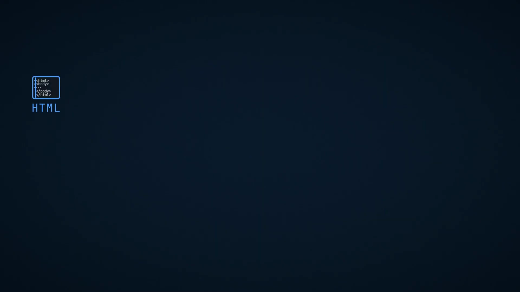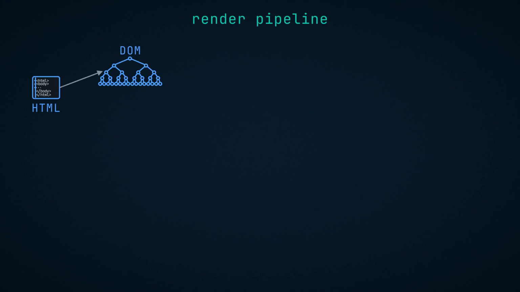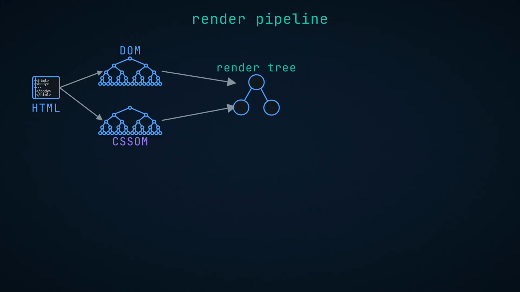That document your machine just begged for is just text. Your screen needs pixels. So the browser runs a pipeline. It reads the HTML and builds the DOM, the document object model, a tree of every element on the page. It reads the CSS, the styling rules, and builds a matching tree called the CSSOM. It then combines the two into the render tree, which holds only the things you can actually see.